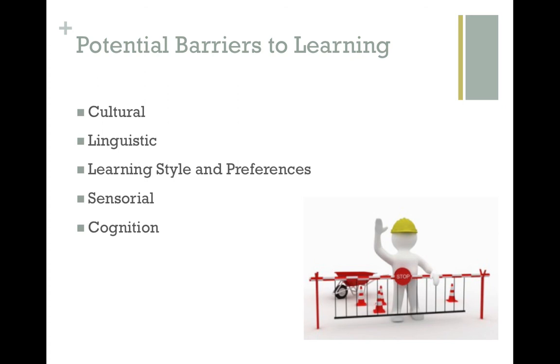Learning style and preferences, especially that VARK we talked about: the visual, auditory, read/write, and kinesthetic learning styles. Sensorial: hearing, vision, tasting, smelling, feeling, all of those things contribute to whether the patient can understand us. And also their cognition. Are they alert? Are they oriented to their surroundings? Do they understand their situation? Is their cognition affected by their medications or their treatment? Are they stressed or worried?